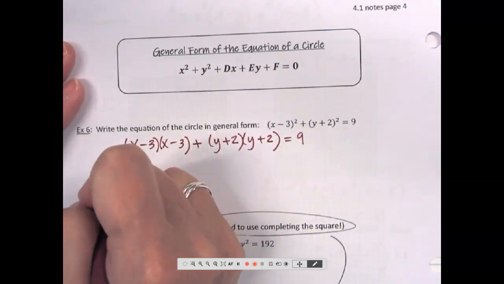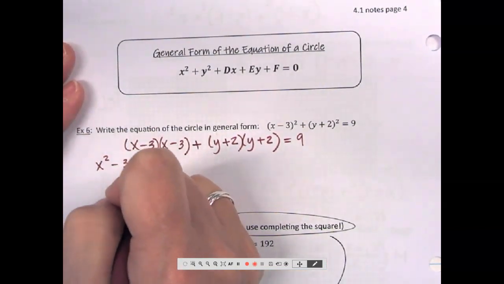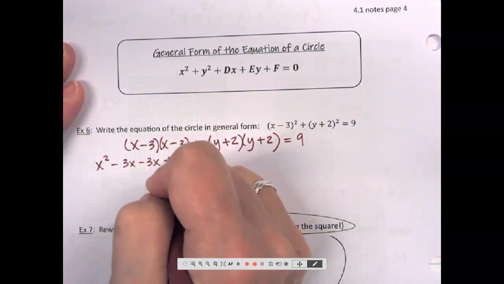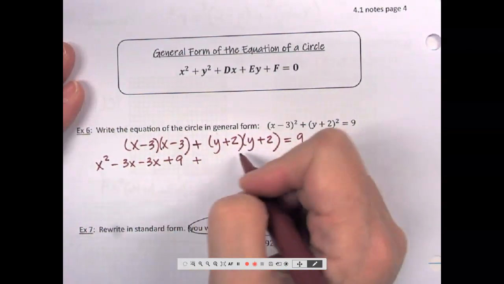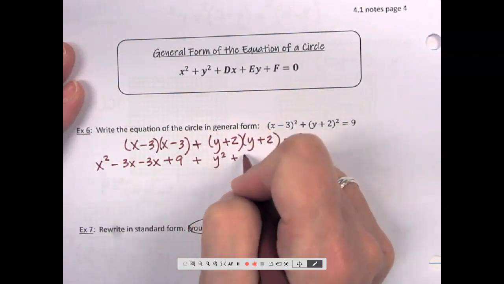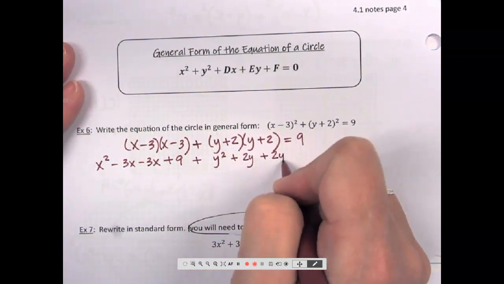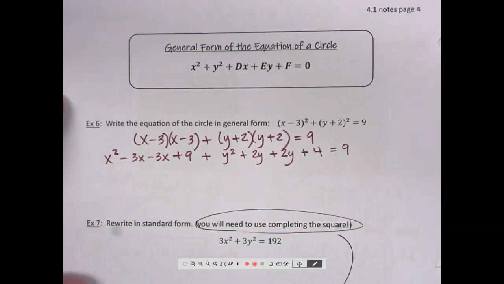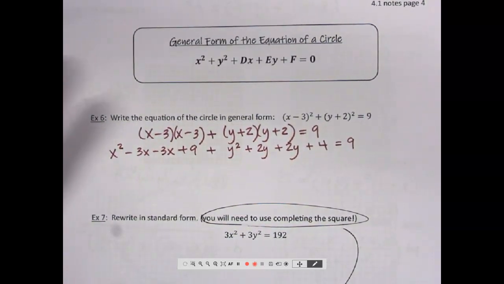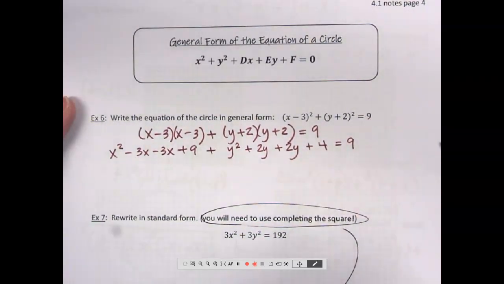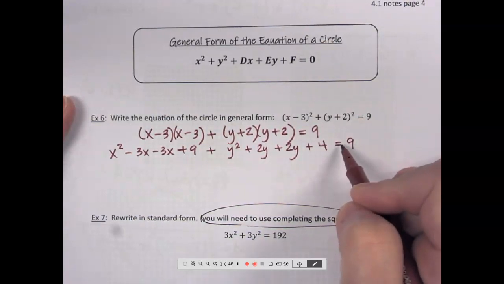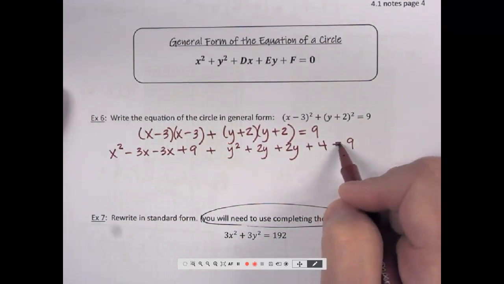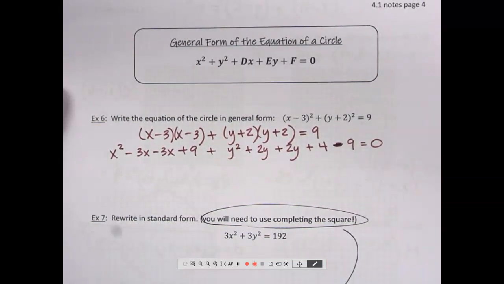Okay, so here we go. X squared minus 3x plus 9 plus y squared plus 2y plus 4 equals 9. Okay, I'm going to add up like terms. Let's go ahead and do this. Watch this little fancy step here. I'm going to change this to minus 9 equals 0. See what I did there? I just brought that 9 over to the left.